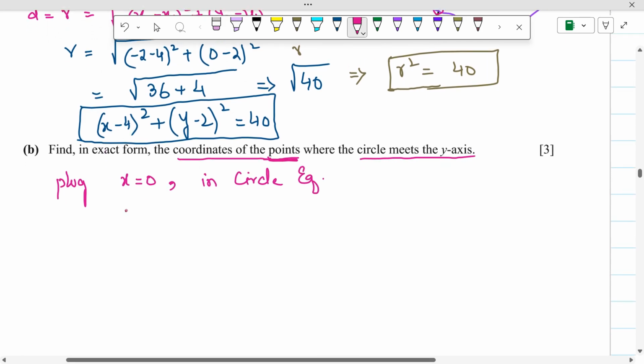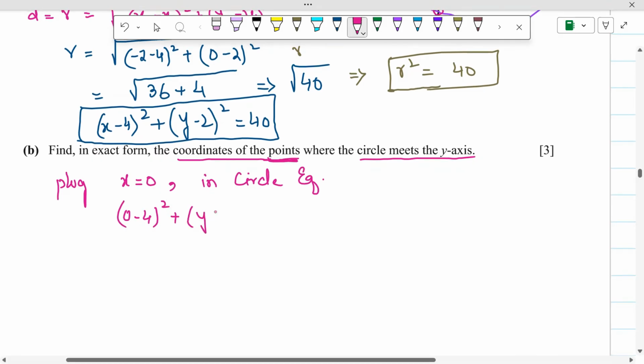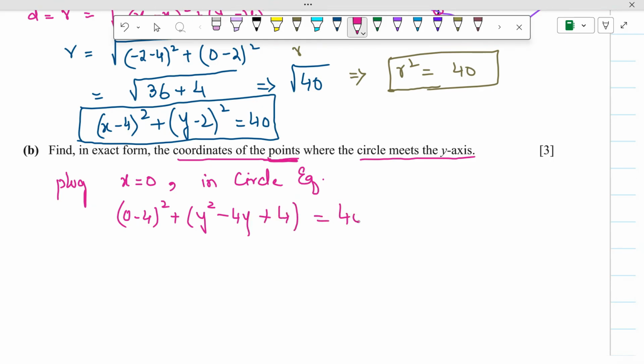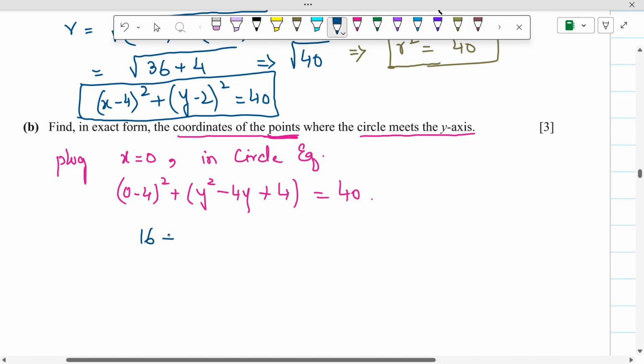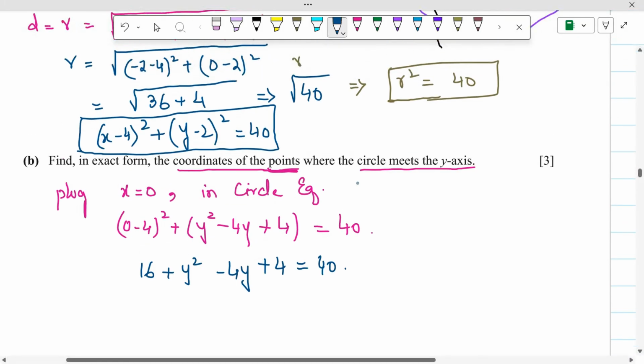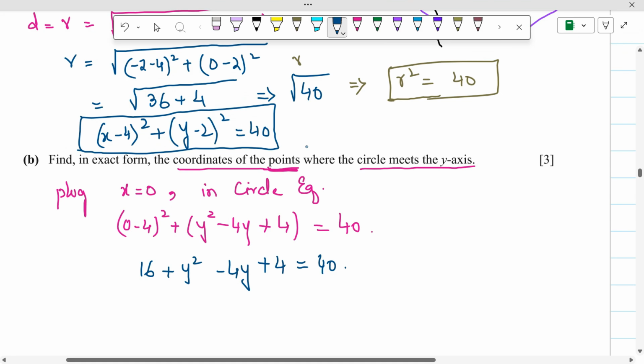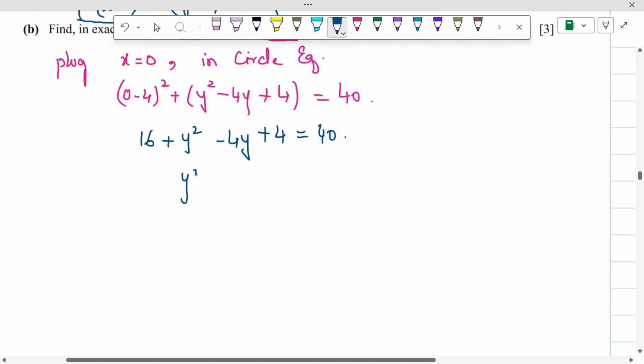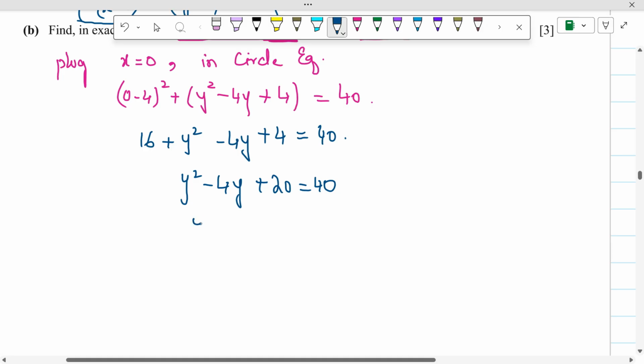We will have (0 minus 4) whole square plus (y minus 2) whole square, meaning y square minus 4y plus 4, equals 40. So this is 16 plus y square minus 4y plus 4 equals 40. As I told you, we have a quadratic equation because we need to find two coordinates on the y-axis. So y square minus 4y plus 20 is equal to 40, or y square minus 4y minus 20 equals 0.